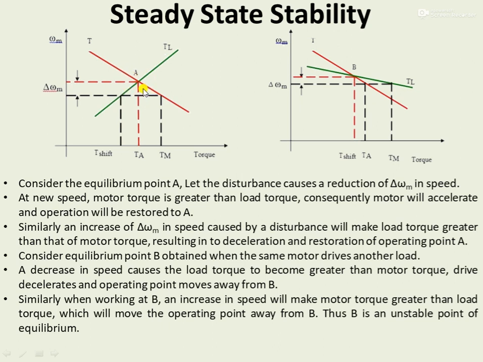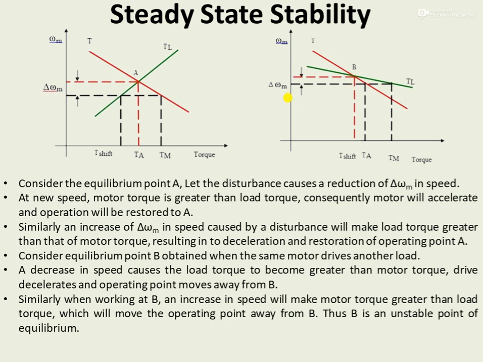So it's very clear that for an equilibrium point to be stable one, the slope of load torque characteristic must be greater than that of the motor torque characteristics. See, if you analyze the equilibrium point B, in this case the slope of load torque characteristics is less than that of the motor torque characteristic. So in this case the point B is an unstable one.